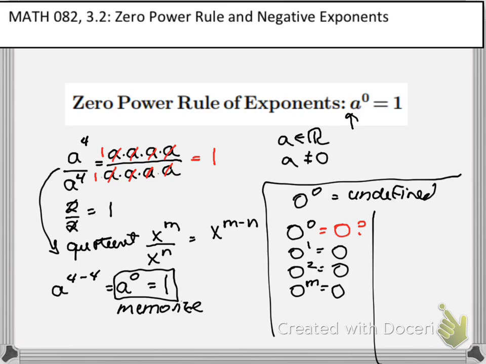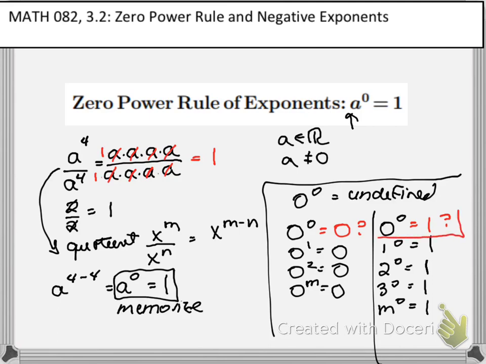So let's think about it a different way. If I had 1 to the 0 power, right? Remember, we just said anything raised to the 0 power other than 0 is 1. 2 raised to the 0 power should be 1. 3 raised to the 0 power should be 1, right? Any real number raised to the 0 power should be equal to 1. So by that logic, 0 to the 0 power should be equal to 1.